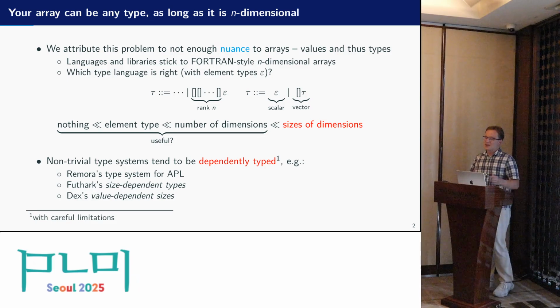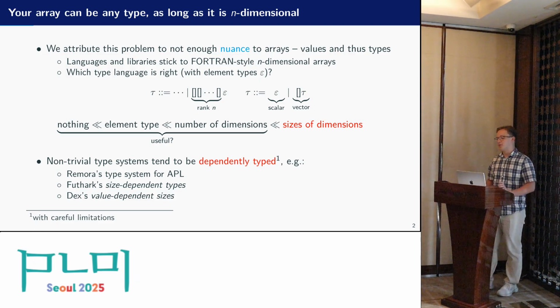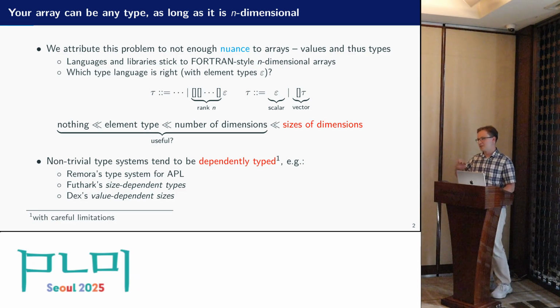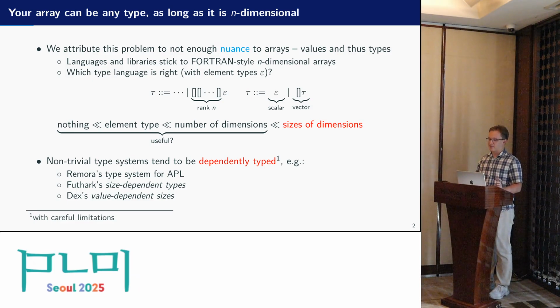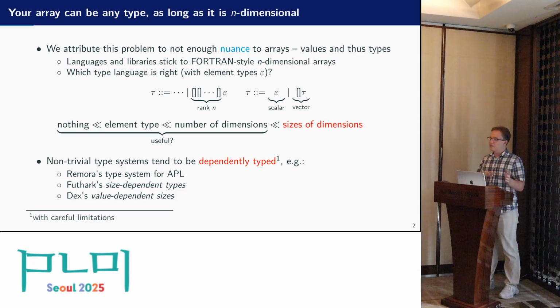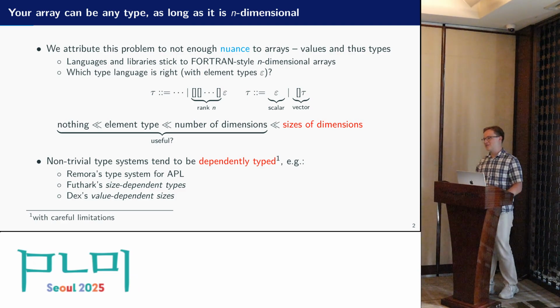So why might this happen? Why this polarization in the area of array type systems? And I think this is attributable to there not being enough nuance to what an array is as a value, and thus there's not enough to say about its type. A lot of the ecosystem sticks to n-dimensional arrays in the style of Fortran, with maybe 3 dimensions and some specific element type, and there are two ways to write down array types: a scalar or a vector, which is another array, or it just has a specific rank. But what you can really keep track of is the element type, and then maybe the number of dimensions. And even the number of dimensions, with some array primitives, might end up being a bit crazy.